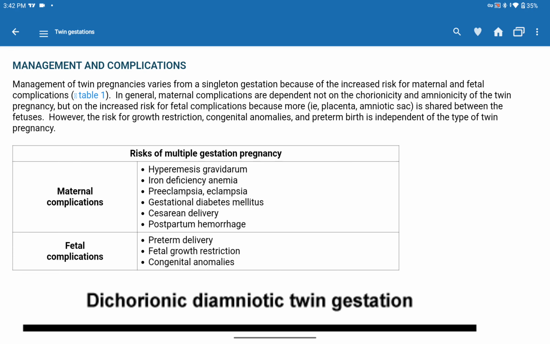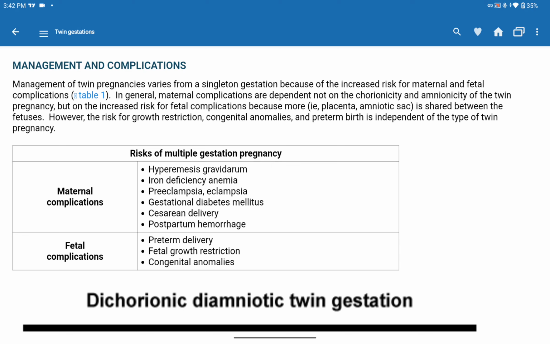Maternal complications include hyperemesis gravidarum. A typical scenario is a woman in the eighth week of gestation having excessive vomiting and dehydration and losing greater than 5% of her pregnancy weight. These are the diagnostic points for hyperemesis gravidarum, and it occurs in the first trimester.